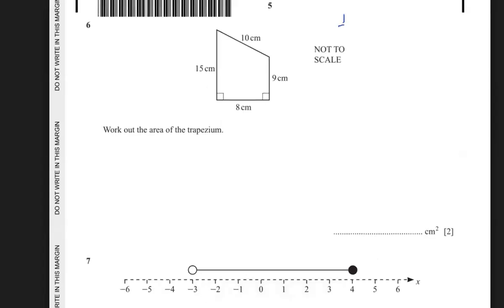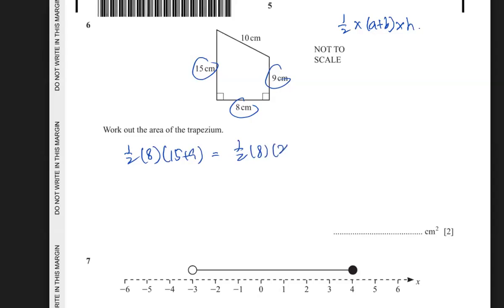So one is you remember the formula for the area of a trapezium. It's just half times A plus B, the sum of the parallel sides, times H, the height of the trapezium. So this is half times 8 times 24. This is 96.